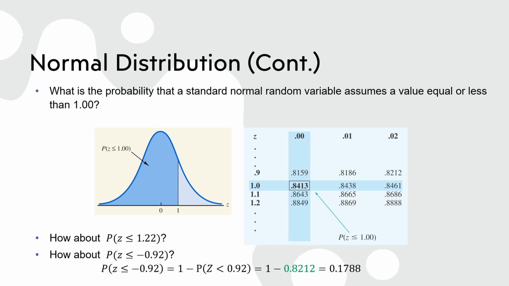You may ask what to do for negative z-scores. The z-table typically provides cumulative probabilities for positive z-scores. To find the probability for a negative z-score, you can use the symmetry of the normal distribution. The cumulative probability for a negative z-score is equal to 1 minus the probability of random variable z being less than the absolute value of z0. For example, the probability of a standard normal random variable z being less than minus 0.92 is the same as 1 minus the probability of a standard normal random variable z being less than 0.92, which is 0.1788.